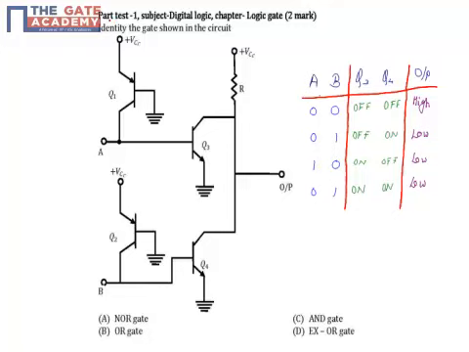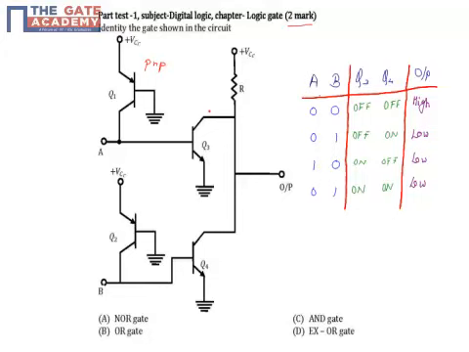Students, the following question is from part test 1, subject digital logic, chapter logic 8, and the question is asked for 2 marks. We are given a circuit as shown over here and we need to identify which gate it represents. Option A is NOR gate, option B is OR gate, option C is NAND gate, and option D is XOR gate.